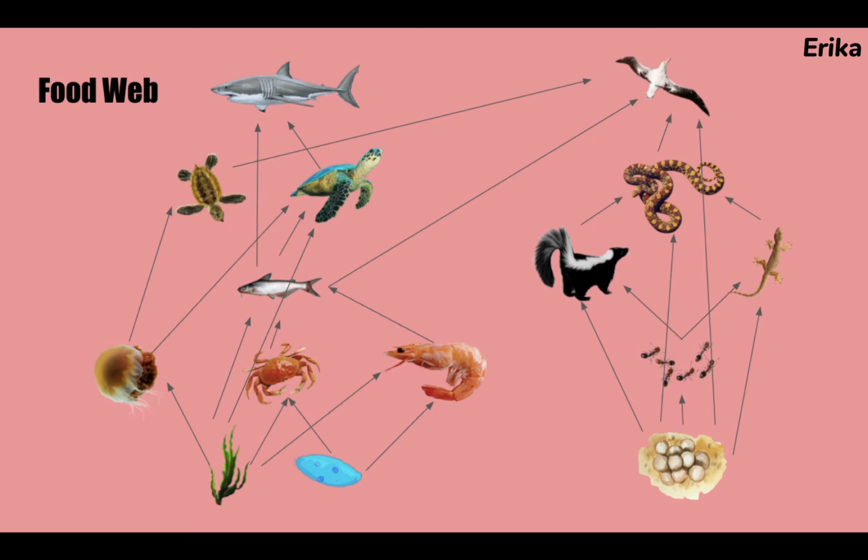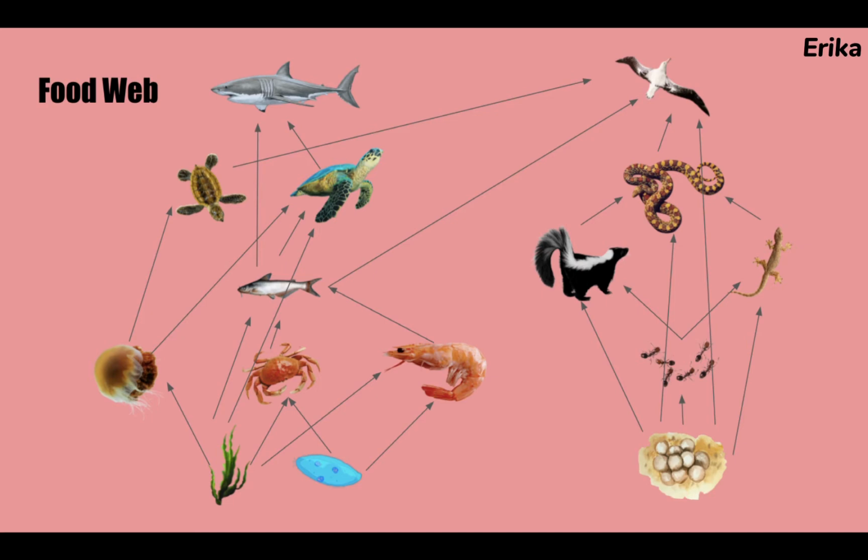Next is our food web. The food web reflects a more specific relationship between organisms and better represents the reality. We can see that algae gives its energy to fish, jellyfishes, adult turtles, crabs, and shrimps. Ocean bacteria give their energy to shrimps and crabs.